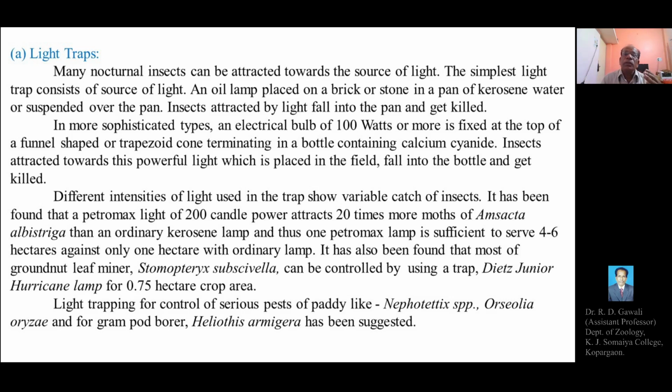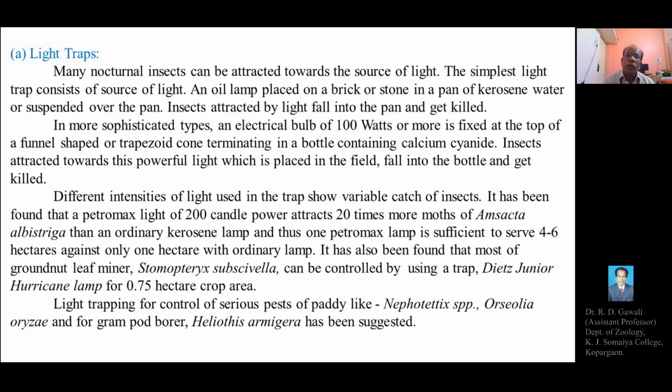So we can use different light intensities or different colors or different power as per the requirement of the insect pest which is supposed to be infesting the crop field. With consideration of the type of insect pest, we can prepare different light intensities, different wavelengths or different colors so as to attract the insect pest from the field, aggregate them, collect them and kill them by using different types of light traps.